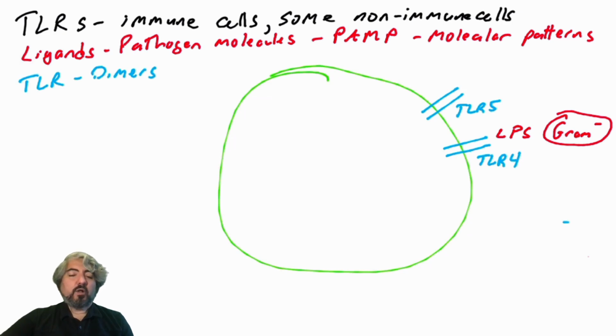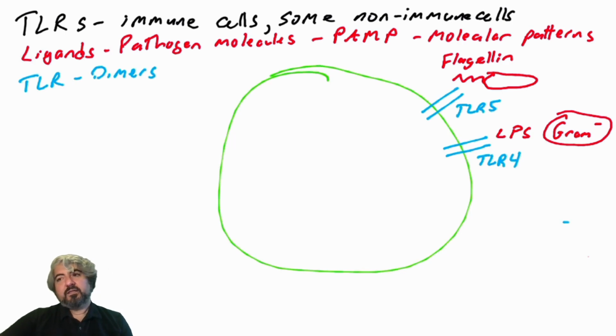TLR5 also acts as a homodimer. So these are two TLR5 proteins together, and their ligand binding domain will bind the protein flagellin. Flagellin is a protein found in flagella of bacteria. So bacterial infections, specifically bacteria that have flagella on them, will be recognized by immune cells or non-immune cells, whatever cells express TLR5. And those cells will respond accordingly, depending on what the cell is.